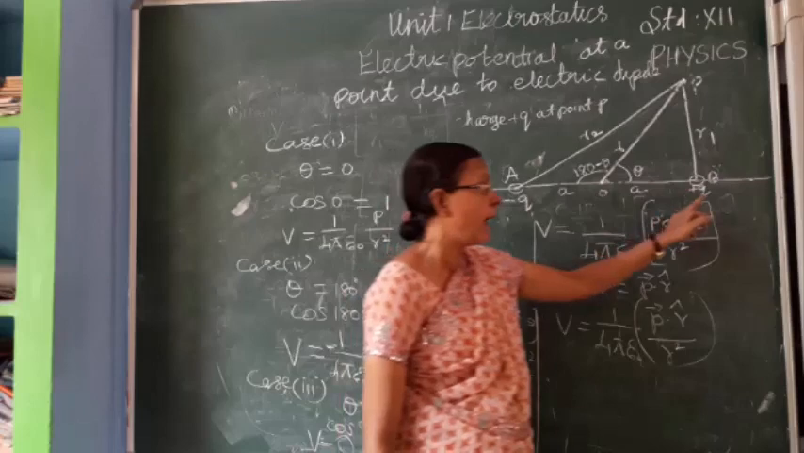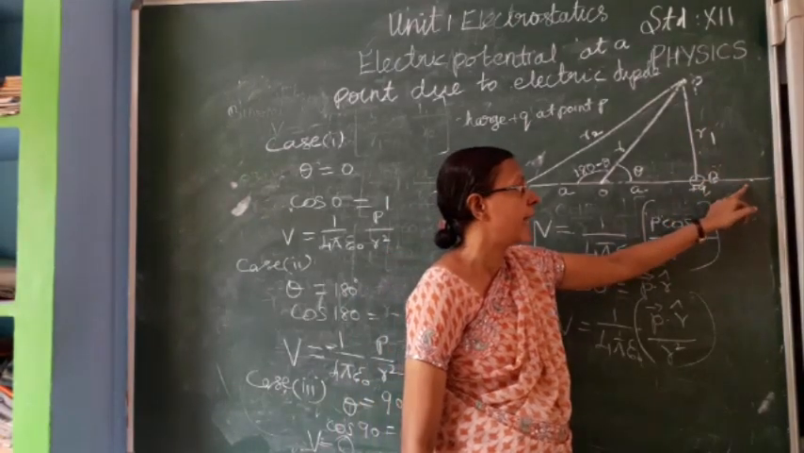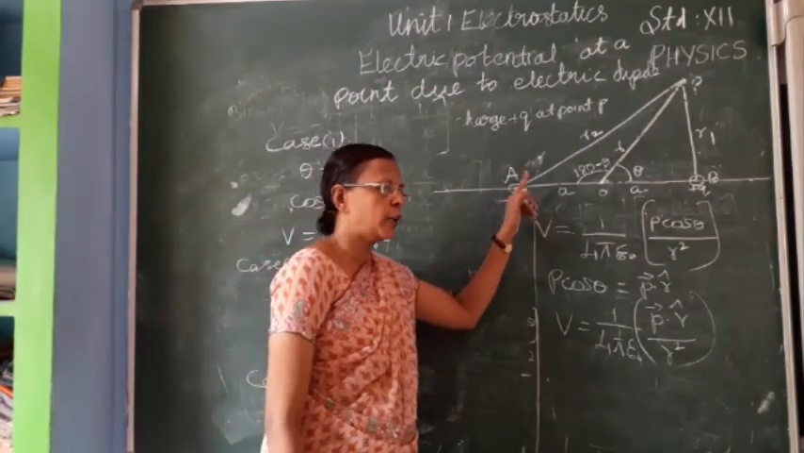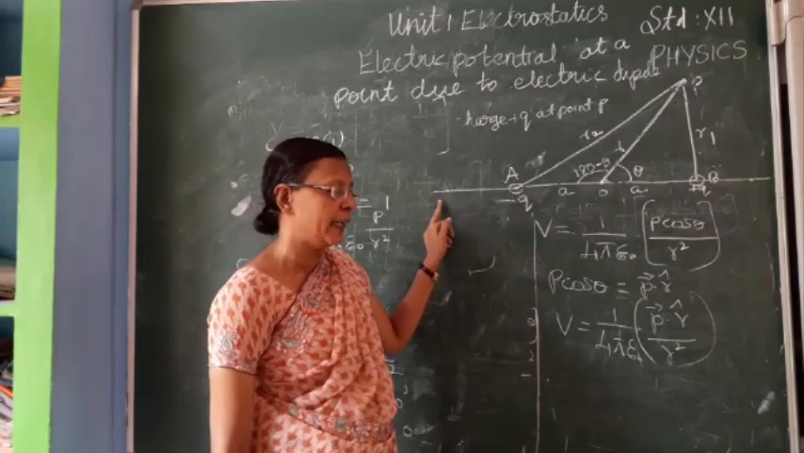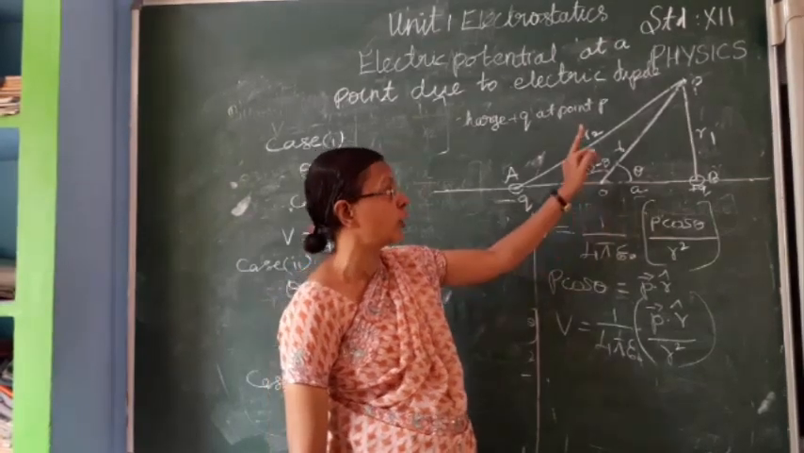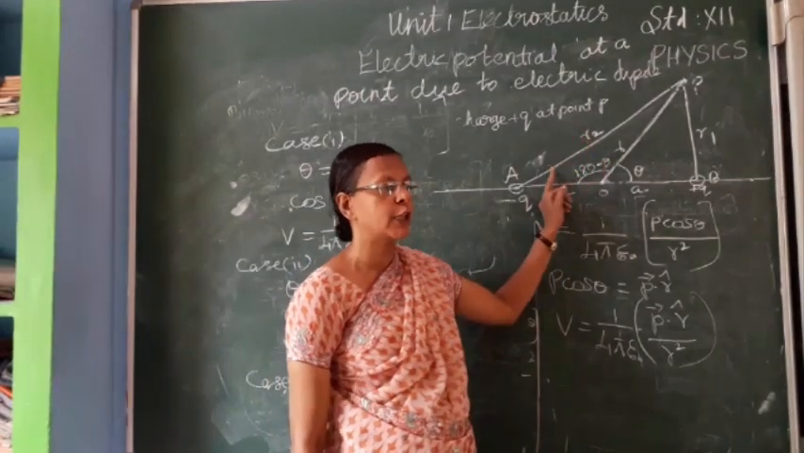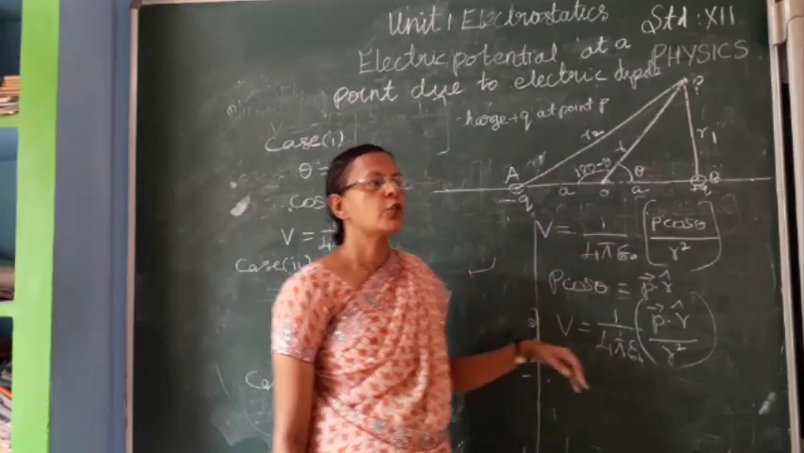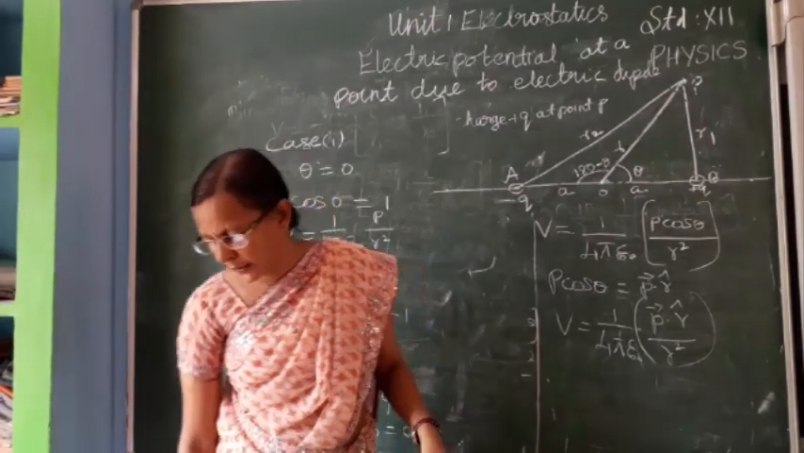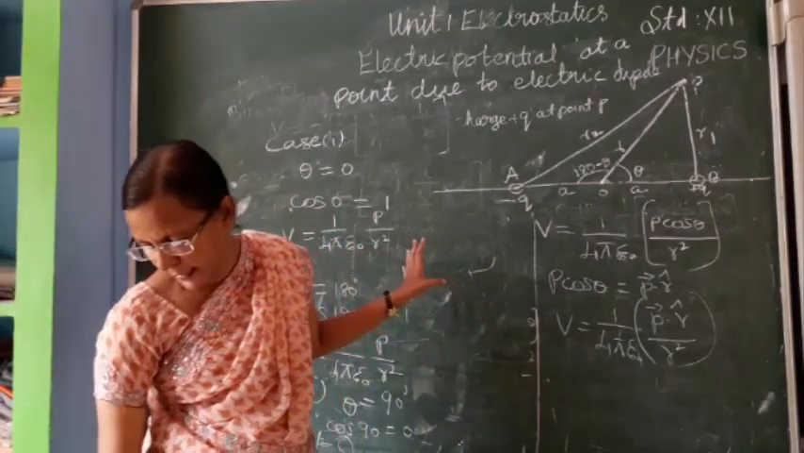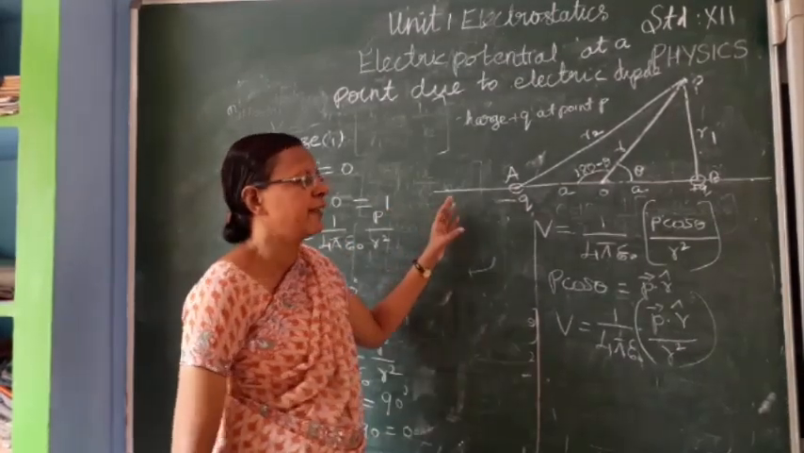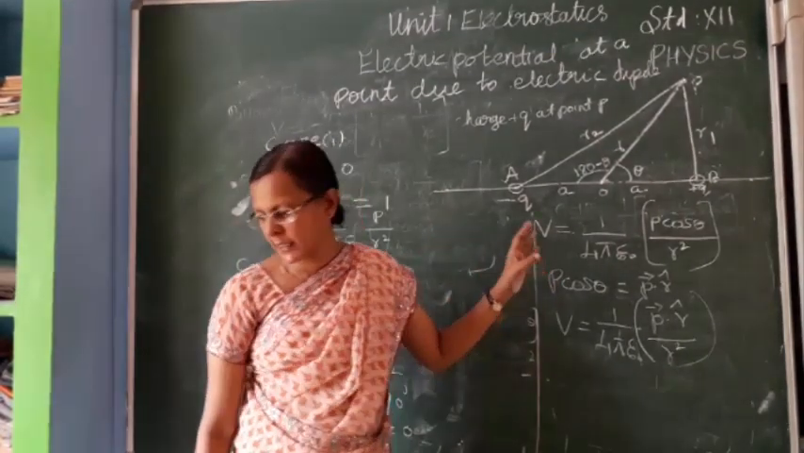In case 1, the point P is on the axial line on the side of plus q. In the second case, when theta is equal to 180, the point P is on the axial line near the side of minus q. In the third case, the point P is on the equatorial line, theta is 90 degrees, so there is no electric potential. As the distance increases from the electric dipole, the effects of positive and negative charges nullify.